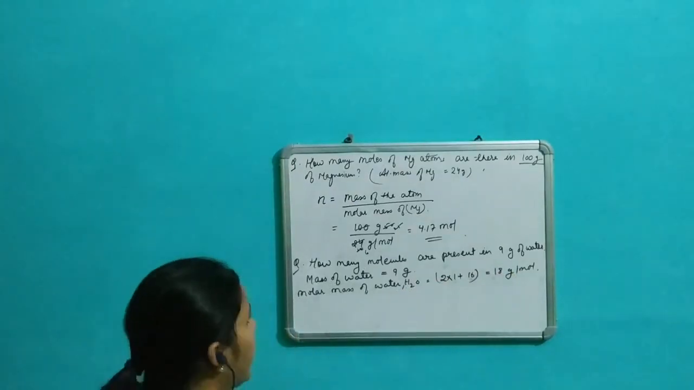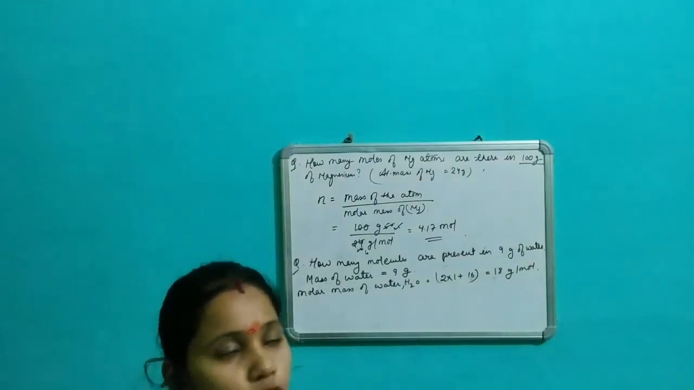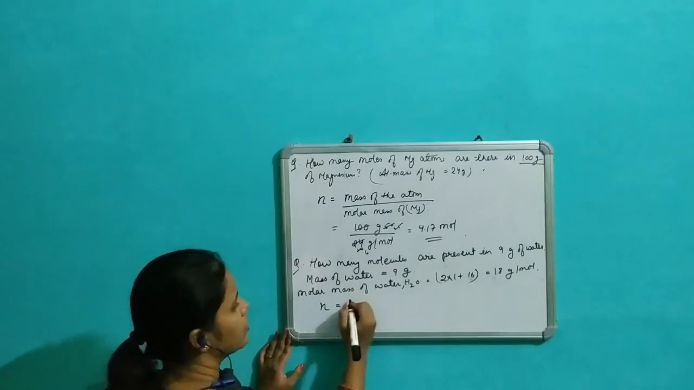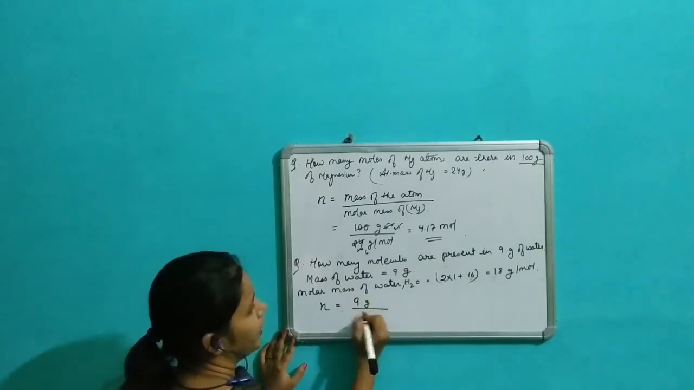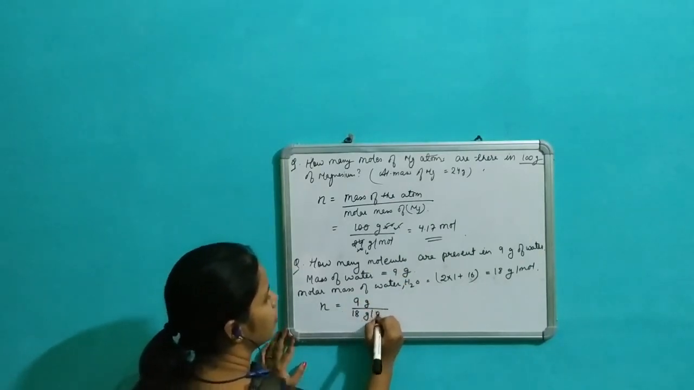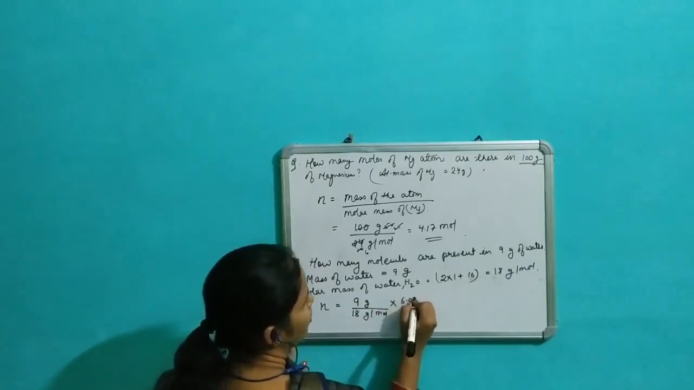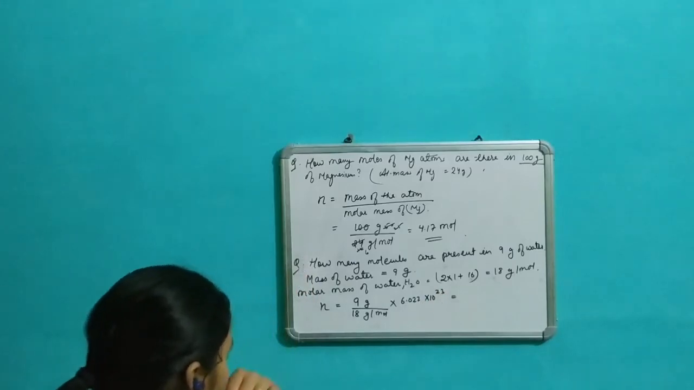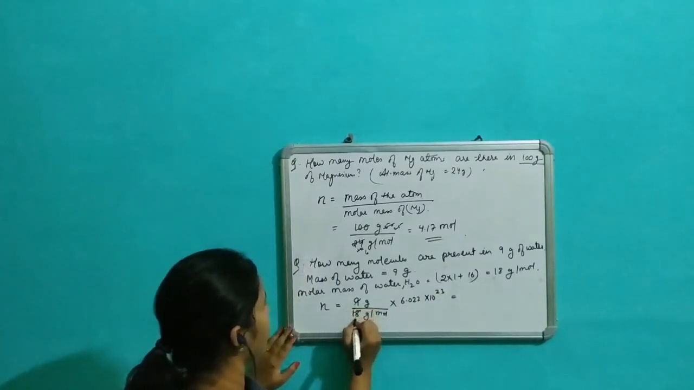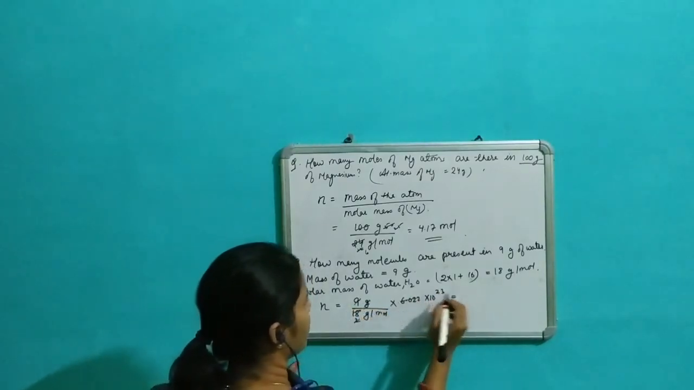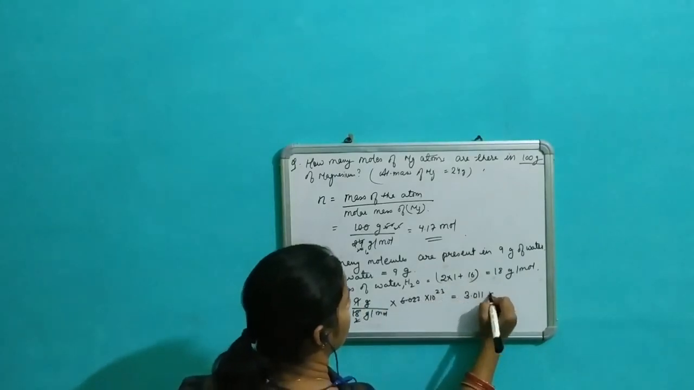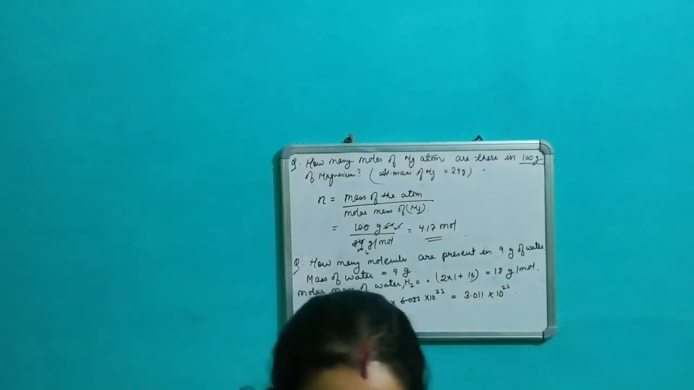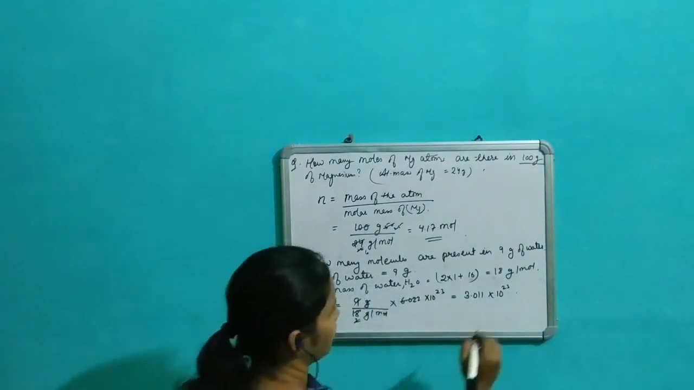9 gram of water, how much will it contain? So the number of molecules will be given mass by molar mass into Avogadro's constant. This will be something like 3.011 into 10 to the power 23 mole inverse. So that many molecules we will be getting.